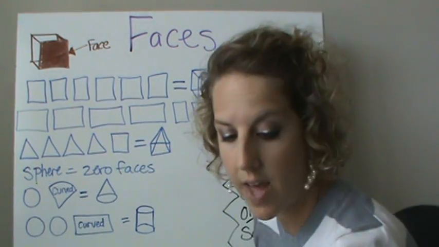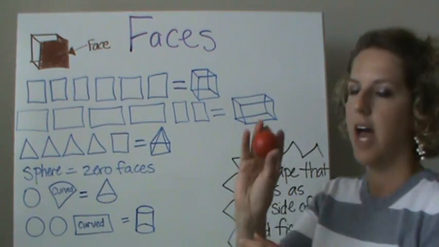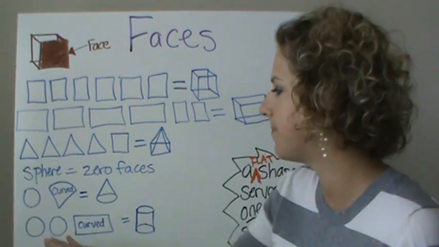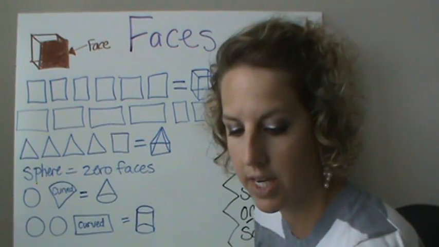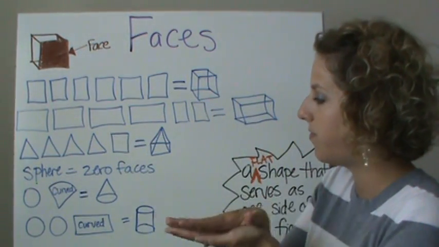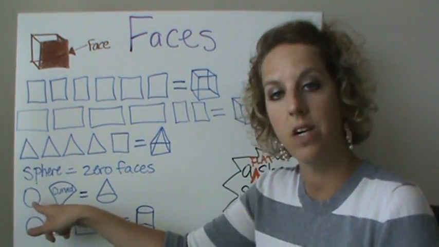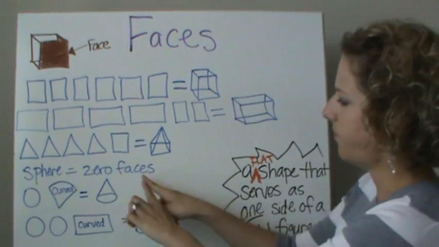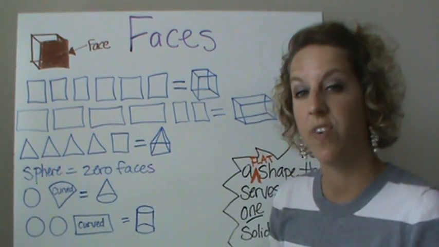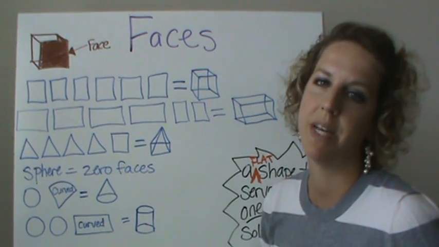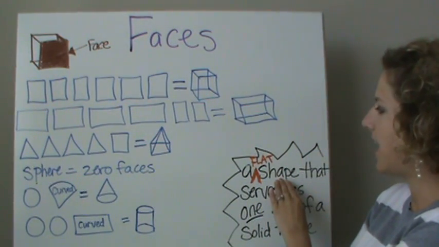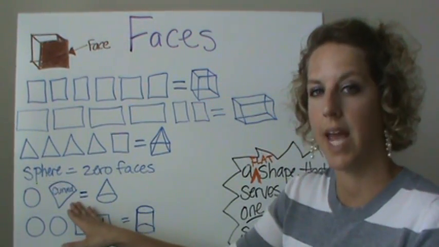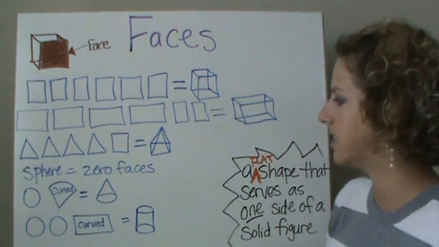A sphere, we know it's got to be a flat shape to count as a face. A sphere, if I just laid it here, it would roll. So that has 0 faces. A cone, if you lay it flat, has 1 circular face, and then the part that goes around the cone is a curved face. You can call it a face, but it's not truly a flat shape, so we just say it's a curved face. We don't count that when we're counting how many flat faces there are.